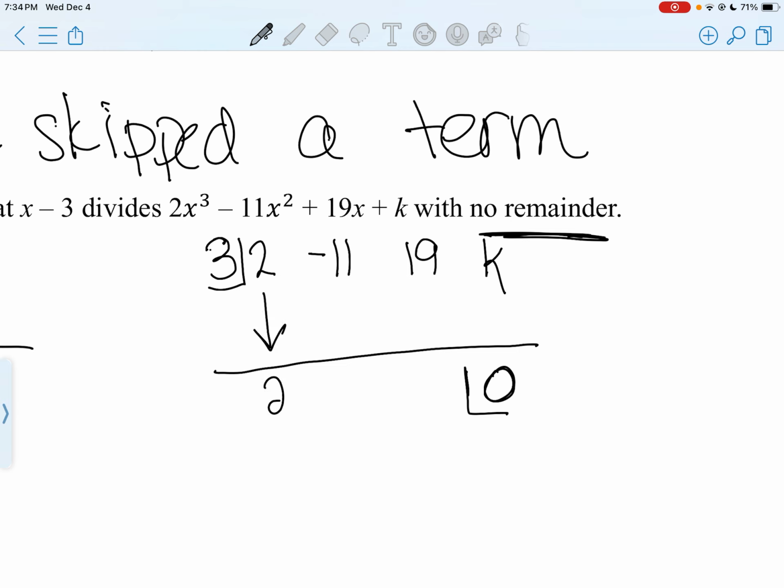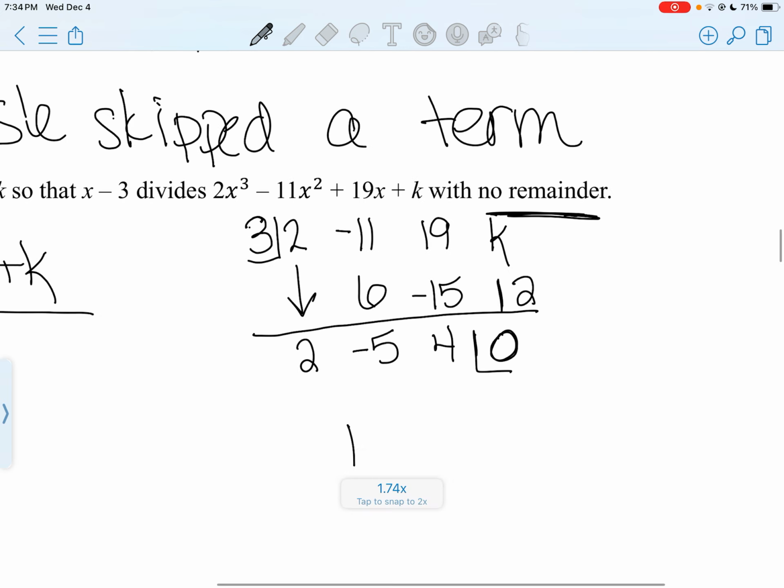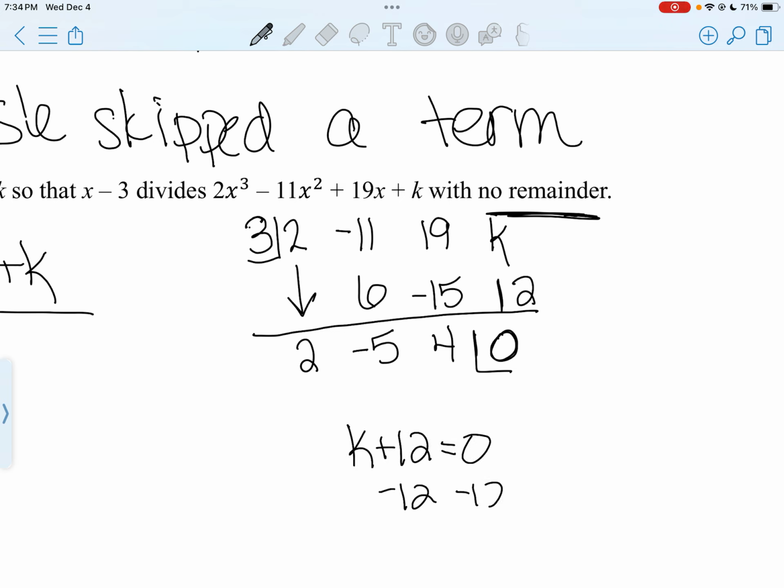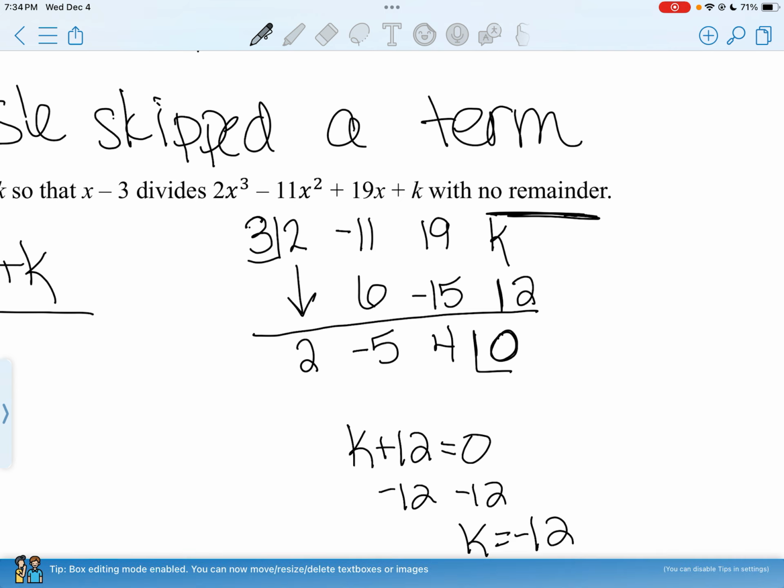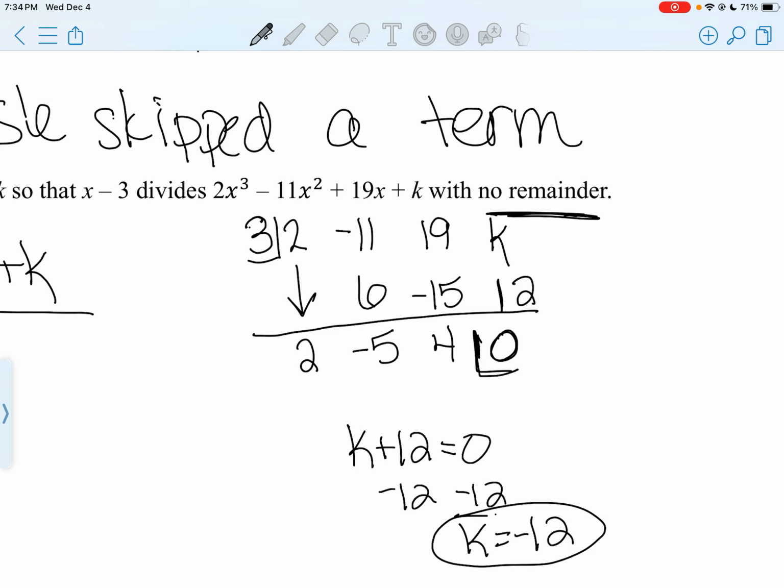Bring down the 2. 2 times 3 is 6. Add your columns, that's negative 5. Negative 5 times 3 is negative 15. Add your columns, that's 4. 4 times 3 is 12. So k plus 12 equals 0. When I subtract 12, k has to be negative 12. For my remainder to be 0, k must be negative 12.